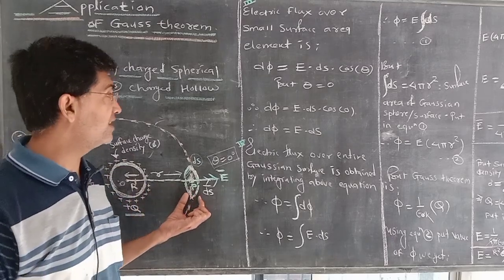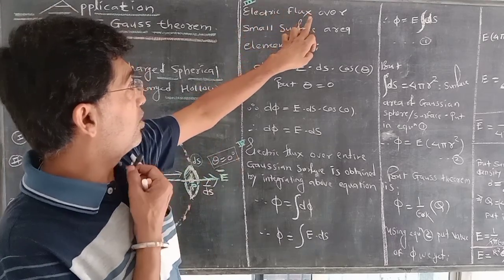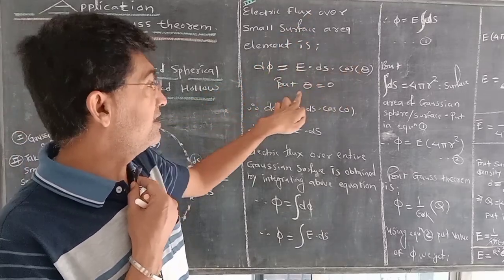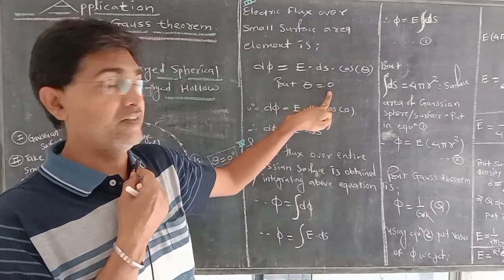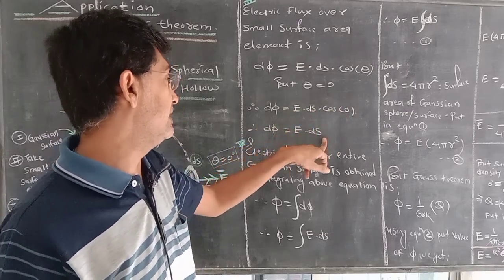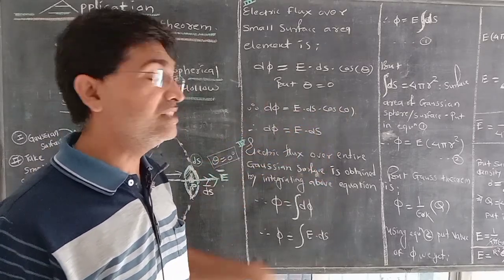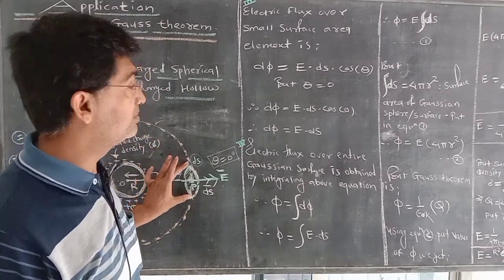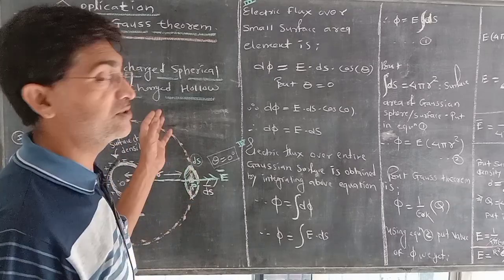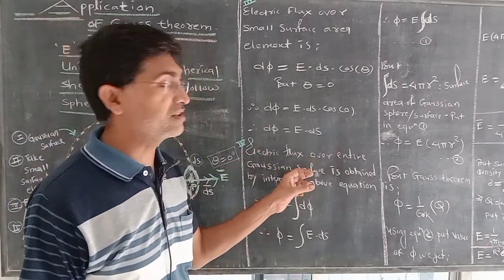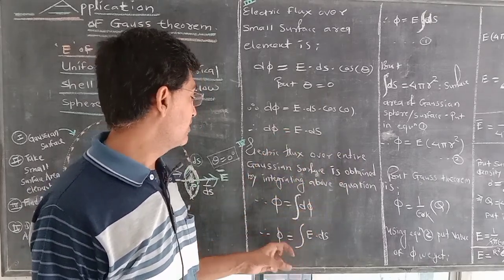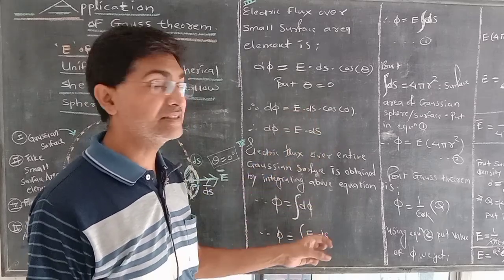We have taken the small surface area element ds. The electric flux over this element is d phi equals E ds cos theta, where theta is 0 because the area vector and intensity vector are parallel. So d phi equals E ds cos 0, so d phi equals E ds. This is the flux through this part of the Gaussian sphere. I want the flux for the entire sphere, so the flux is obtained by integrating: phi equals integration of d phi, which is integration of E ds.